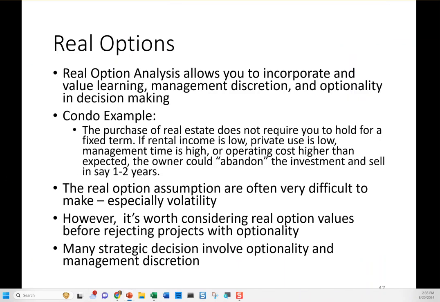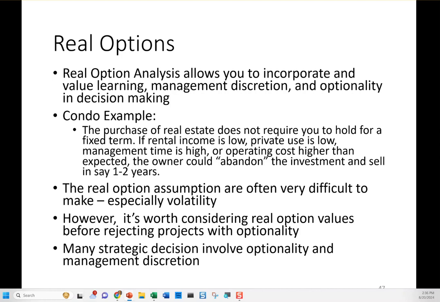So, last slide: real option analysis allows you to incorporate and value learning, management learning in that first year. In our examples, management discretion to launch the bigger facility, to double the size of the staff, and optionality in decision-making. We could think about the condo as having optionality. We can think about the condo as a 10-year investment, but you can also think of it as an option. You have a real option to sell the condo if things don't turn out.